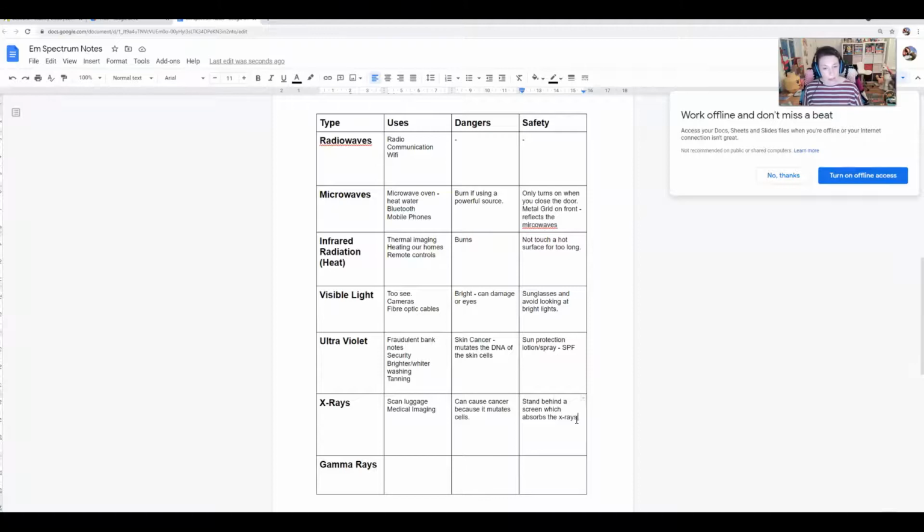So using it for medical imaging, you're trying to find a problem, but if you have too many, then you're increasing the risk of cancer. So the risk of the cancer outweighs the benefit of having the X-ray. Okay, so you limit their use as well.